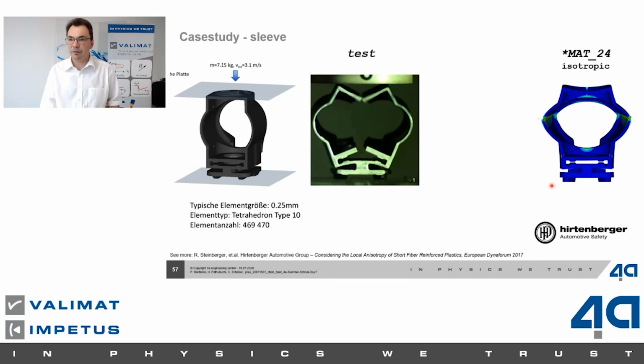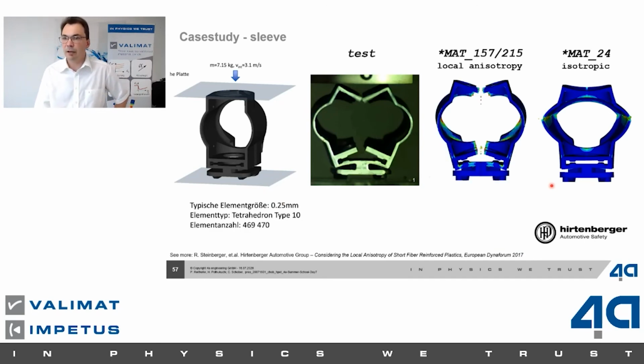Remember, that's the test. Remember, that's the isotropic result. And that's the anisotropic result with MAT 157 or 215. In both cases, you will get a better result. There's a slight difference between these two models.